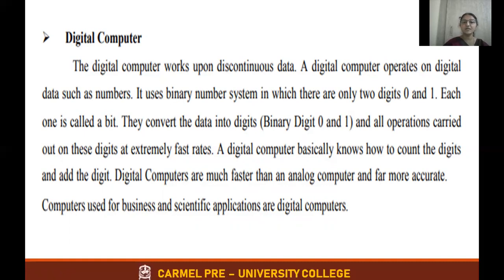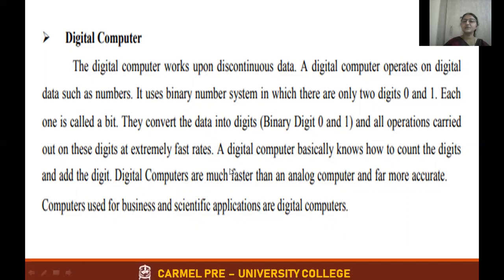It takes numbers, usually only the binary number system. Binary represents only 0s and 1s. Bi means 2, so zeros and ones are used. In the binary number system there are only 2 digits, 0 and 1. Each one is called a bit. They convert the data into binary digits, 0 and 1, and all the operations are carried out on these digits at extremely fast rates.